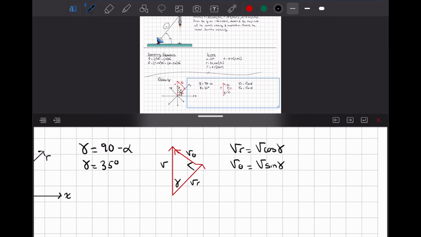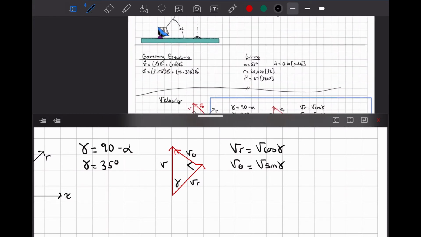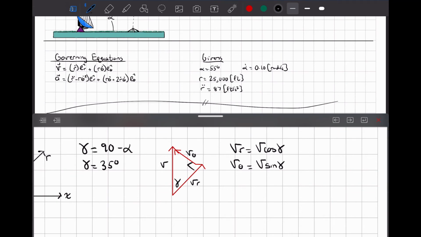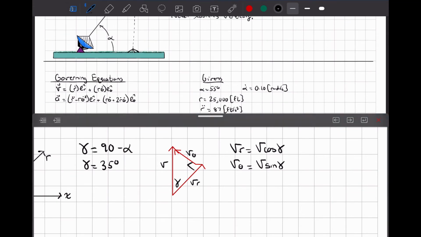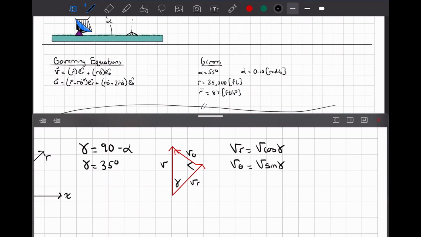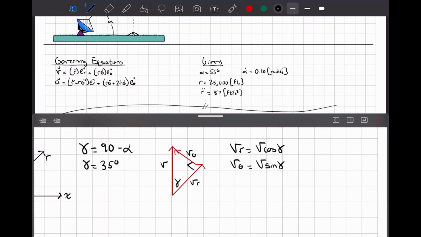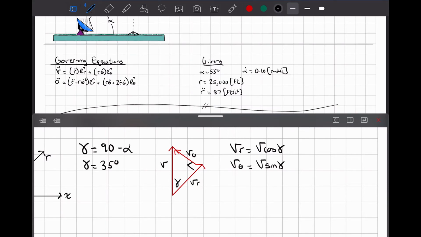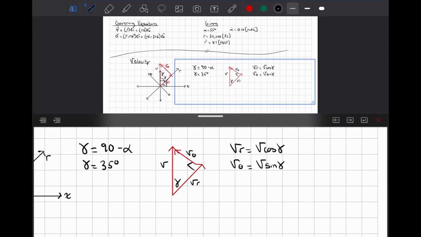Okay, well, we don't know what V is. The point of the problem was to find V. However, we do know from our governing equations what VR is, and we know what V theta is. And so while we are not explicitly given R dot, we are given R and we are given alpha dot, which to keep consistent with how we wrote our governing equations is going to be theta dot.